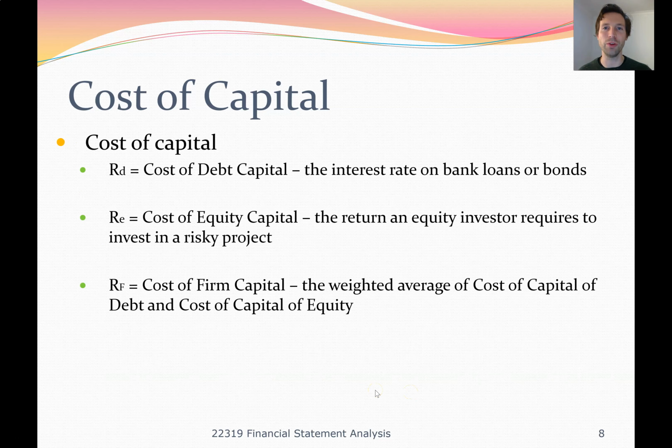These are the 3 terms that we've used previously in our valuation models, and we're going to look at in more detail today. The first one is RD, which is the cost of debt capital. Simply, this is the interest rate that a company will pay on its bank loans or its bonds. So the interest rate on its debt, we call that the cost of debt capital, or the cost of capital for debt. RE is the cost of equity capital, and that's the return an equity investor is going to require to invest in a risky project. And finally, we've got R of F, which is the cost of capital for the firm, and that would be a weighted average between the cost of debt capital and the cost of equity capital.